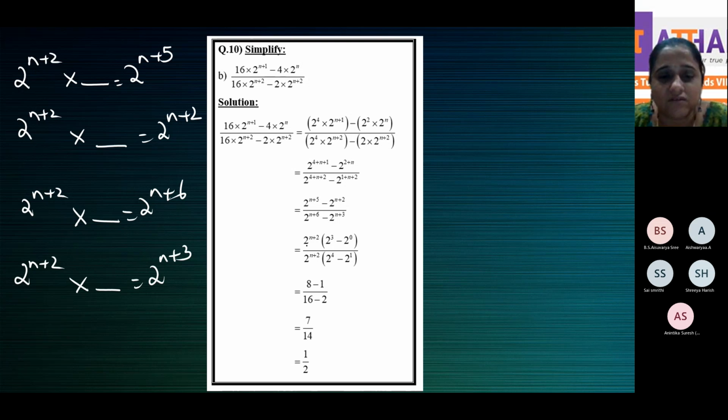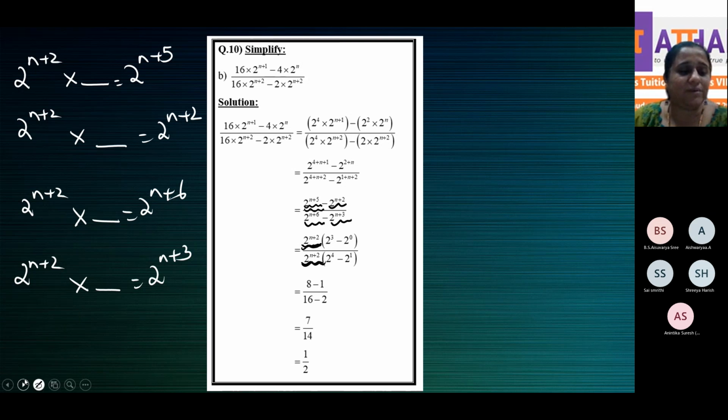From here. See here, we have taken 2 to the power n plus 2 common in the numerator and denominator. So we need to get this one. So this into what will give you this one? Similarly, this into what will give you this one? This into what will give you this one? That's what we need to write inside the bracket.